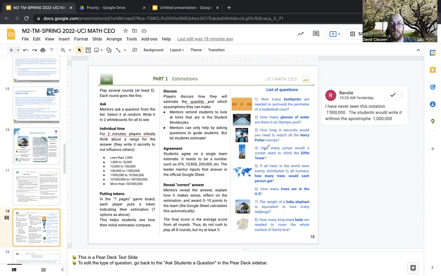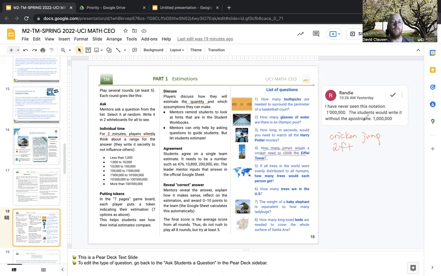So the second one is like, how many jumps would a cricket need to climb the Eiffel Tower? If you think about it, just think about how high a cricket can maybe jump. And then I might say, a cricket can maybe jump up to my waist or something, so half my height. So again, this is the sort of question, how high, how can you get this? How could we figure it out? And they can do maybe these numbers. So that's maybe 2 feet.